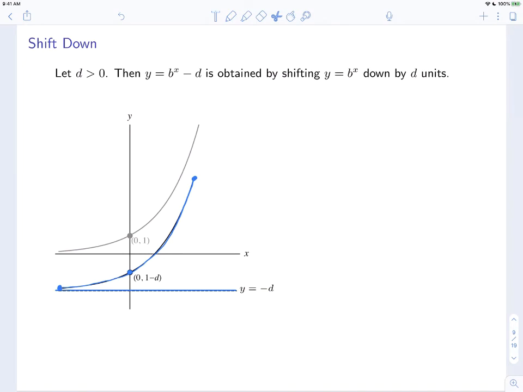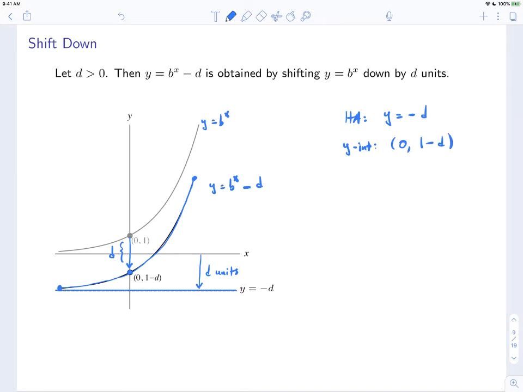So now, instead of having y equals b to the x, it's y equals b to the x minus d. So you can see that the y-intercept now is 1 minus d. The horizontal asymptote is y equals minus d, because we're moving everything down by d units. So you move the y-intercept down by d units, and you also move the horizontal asymptote down by d units. So now we have the horizontal asymptote is y equals negative d, and the y-intercept is now (0, 1 minus d).